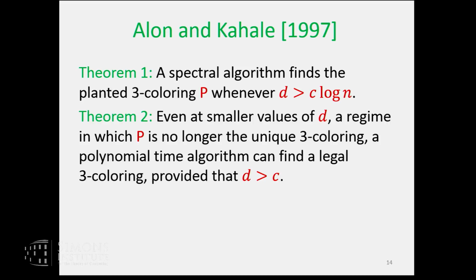And the second is that even at smaller values of d, in this case, the planted coloring P is no longer the unique legal coloring of the graph. There would be other legal colorings. A polynomial time algorithm can find a legal coloring provided that the initial degree is a large enough constant. So this algorithm starts with the spectral algorithm, but then has additional steps afterwards. The spectral algorithm by itself would not recover the coloring here.